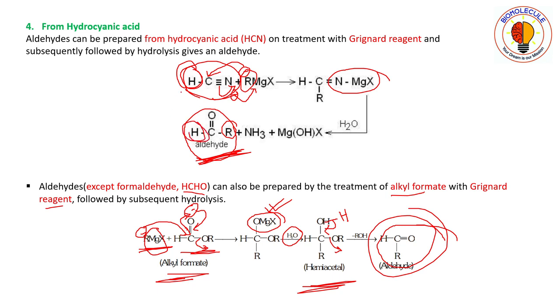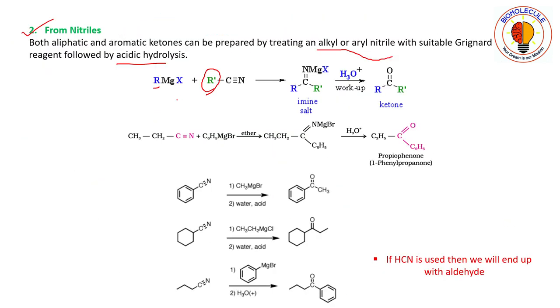But in this case, this hydrogen is replaced by alkyl or aryl. See, alkyl or aryl nitrile. This hydrogen is replaced by an alkyl or aryl group, so now you cannot get any aldehyde, rather you will end up with a ketone. So if you change this R prime of the nitrile and the R of the magnesium Grignard reagent, you will get different kinds of ketone.